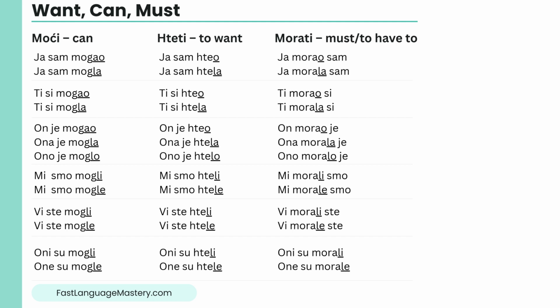Ti morao si, ti morala si. Ti si morala. You had to. On je morao, on morao je, ona morala je, ono moralo je. Mi morali smo, mi morale smo. Vi morali ste, vi morale ste. Oni su morali, one su morale.